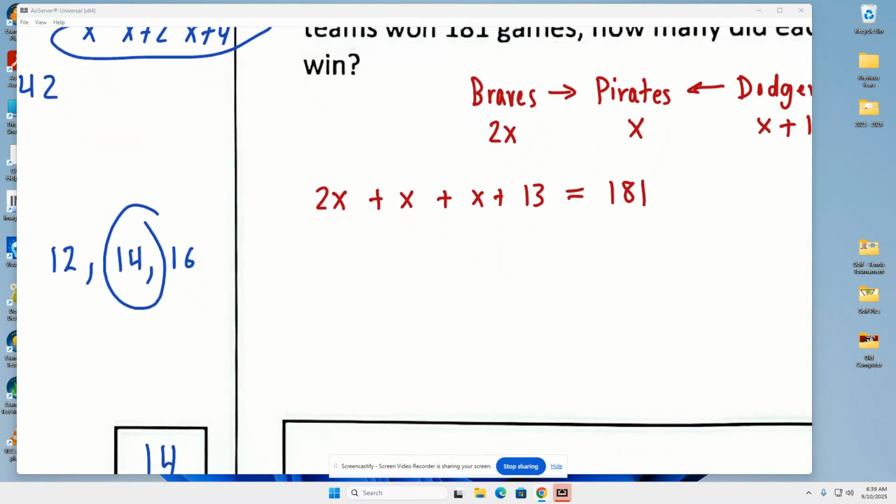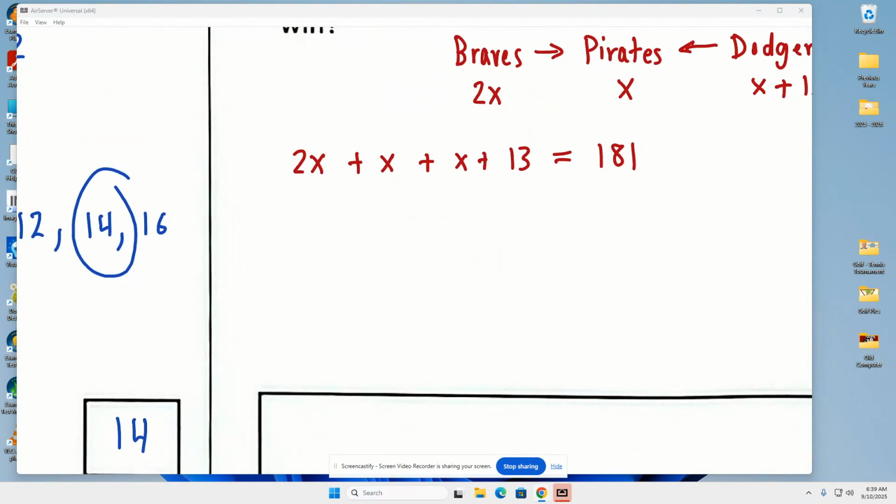So let's solve. What is 2x plus 1x plus 1x? 2 plus 1 is 3 plus 1 is 4x plus 13 equals 181. Okay, we want to subtract 13. So 181 minus 13 is 168. Your calculator will do that. Divide that by 4, and x equals 42.